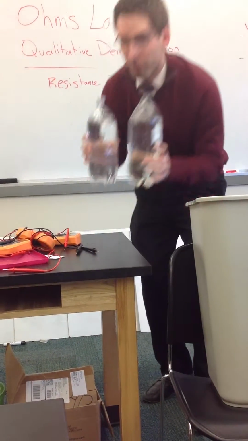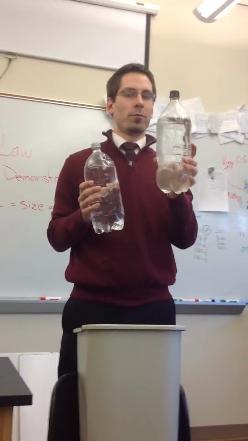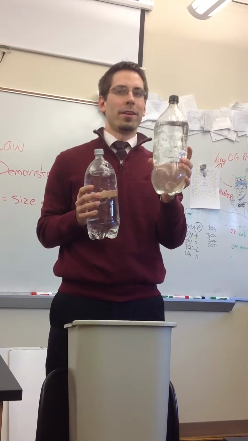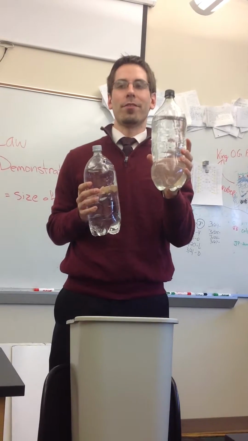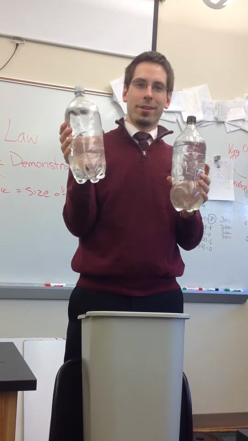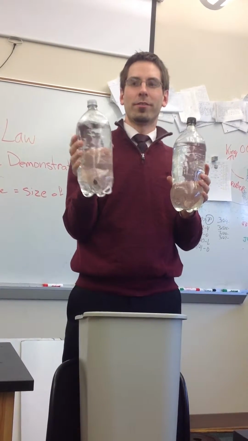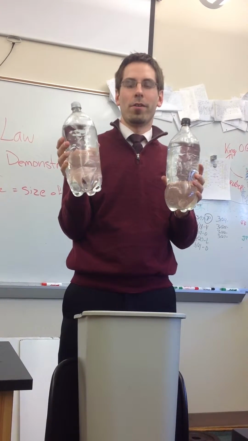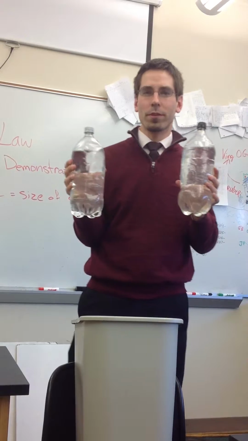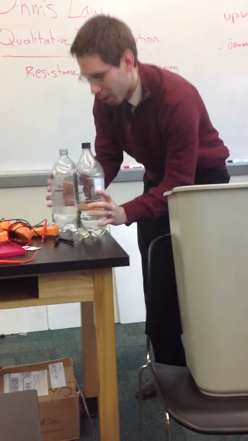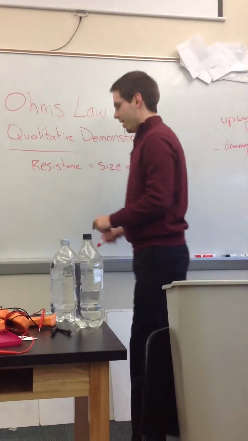The larger resistance bottle is going to be the one with the smaller opening. Okay? If you have a smaller opening, that's designed to relate to a narrow wire that has naturally high resistance. The large opening is smaller resistance, which is designed to simulate a wire that is very wide and thus has naturally low resistance. The other two things we're going to measure are voltage and current.